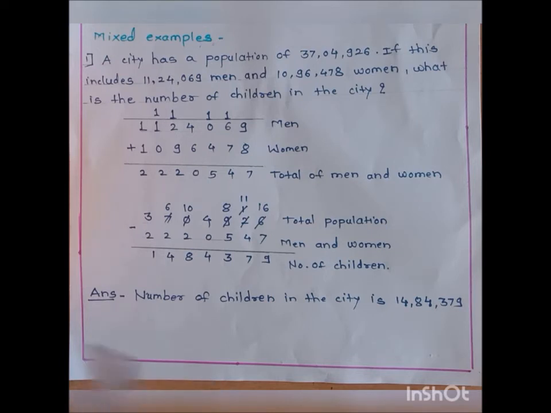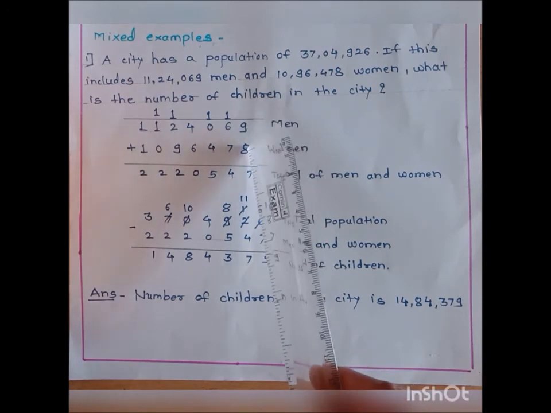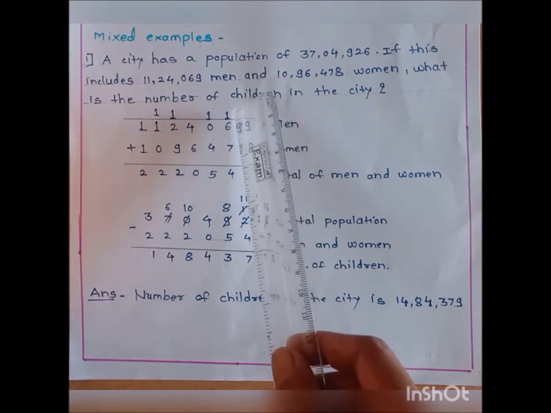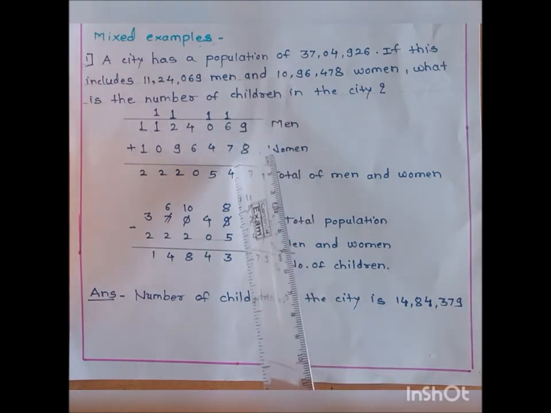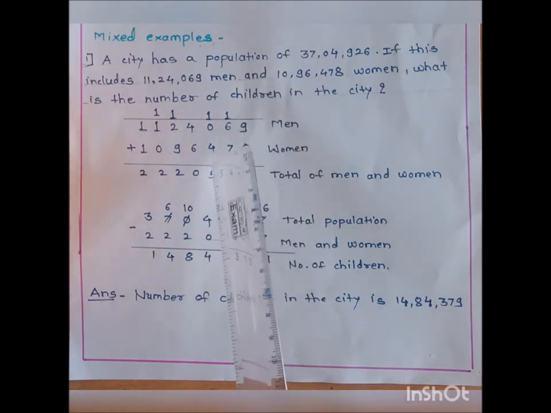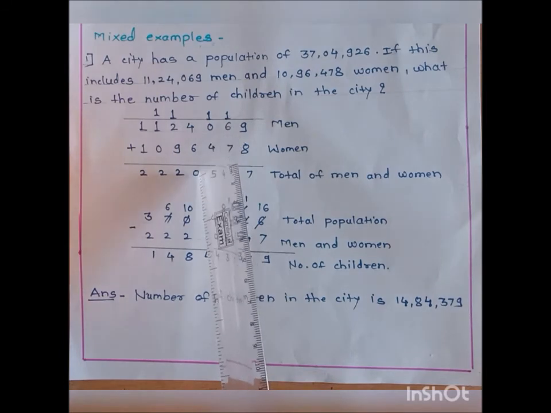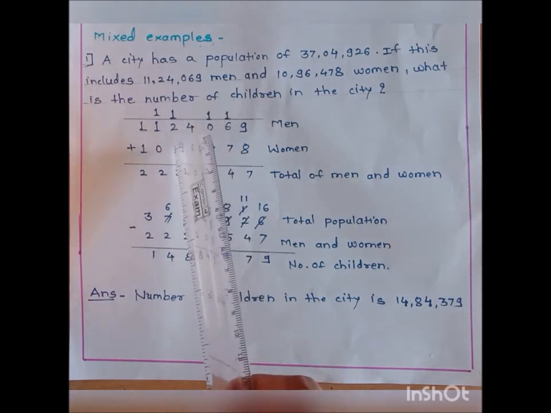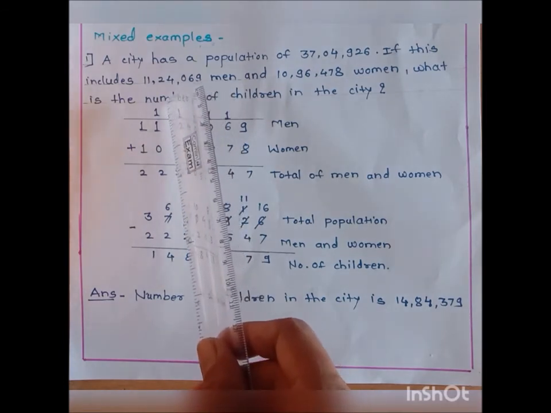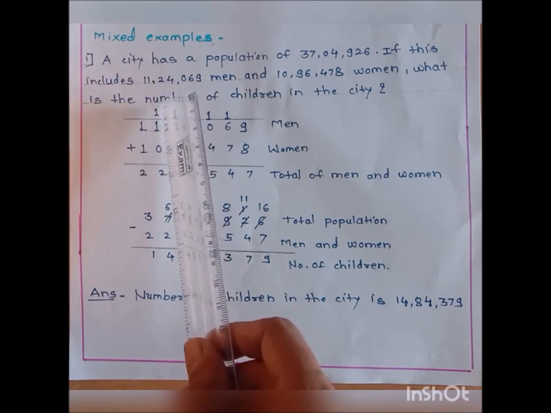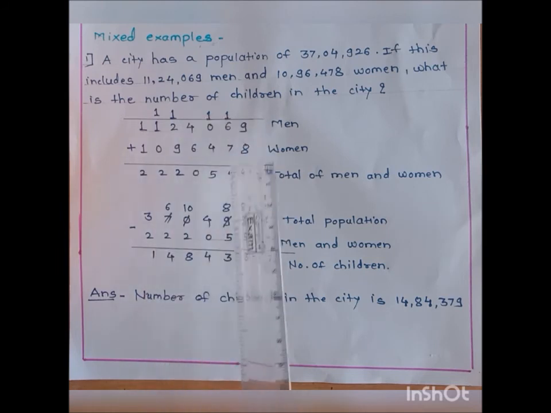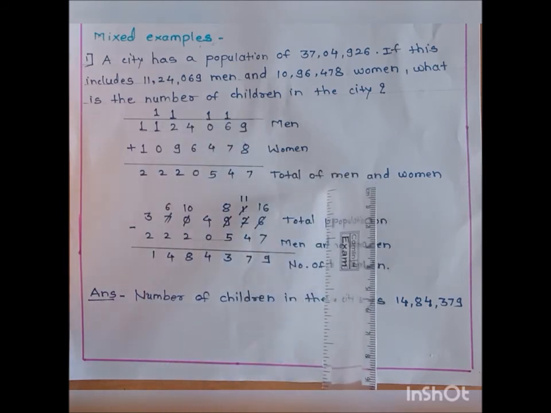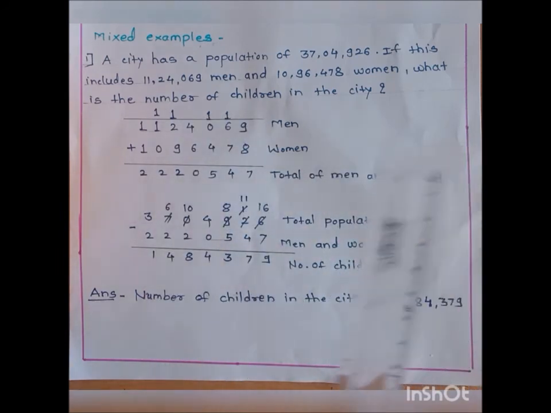Let's start solving. 9 plus 8 is equal to 17. Carry 1. 6 plus 7 is equal to 13 plus 1 is equal to 14. 1 plus 4 is equal to 5. 4 plus 6 is equal to 10. 2 plus 9 is equal to 11 and carry 1, that is 12. Again carry 1. 1 plus 1 is equal to 2. 1 plus 1 is equal to 2. Then we get the total number of men and women.